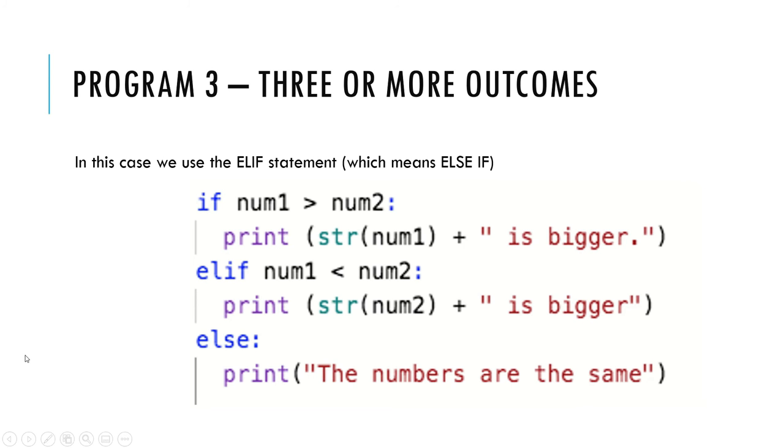Now on to program number 3. This is what we do if we've got 3 or more outcomes. And the way we do this is we use this rather weirdly worded elif statement. It's short for else if.